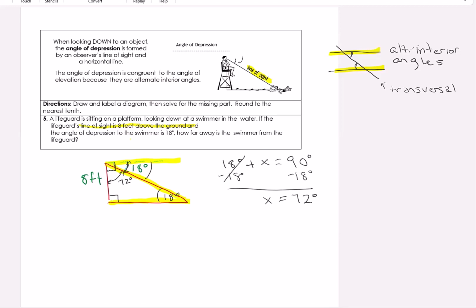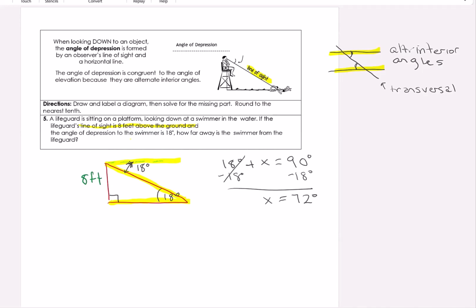I don't even need that 72 degrees. I could just erase this. Erase this. I know that that is 18 degrees. That's the angle of depression, which means that this angle right there that I have the other 18 is also 18 degrees because of my transversal.